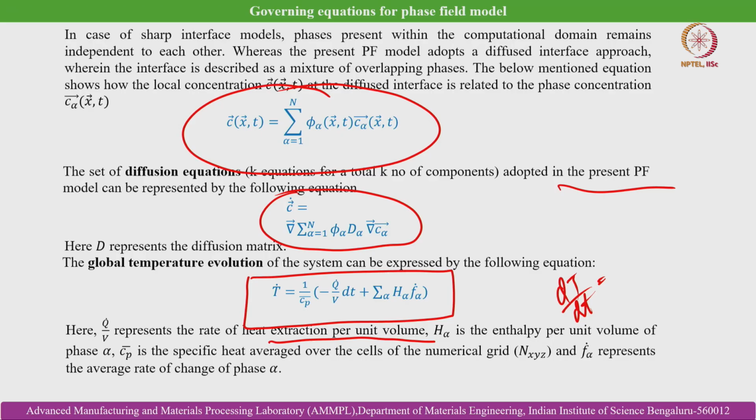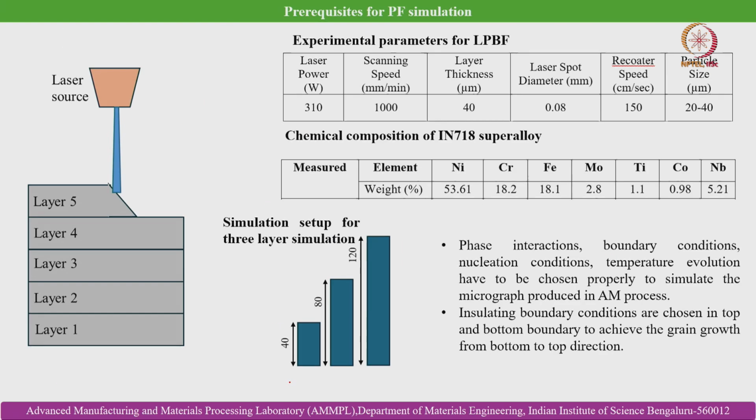So, h_α is the enthalpy per unit volume of phase α, C̄_p, as I told earlier, is the average specific heat averaged over the cells of the numerical grid having N number of cells, and ḟ_α represents the average rate of change of phase α. Okay.